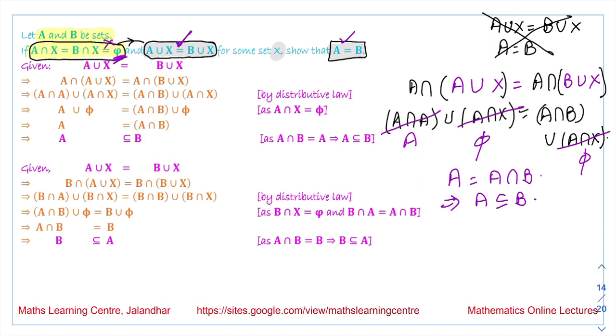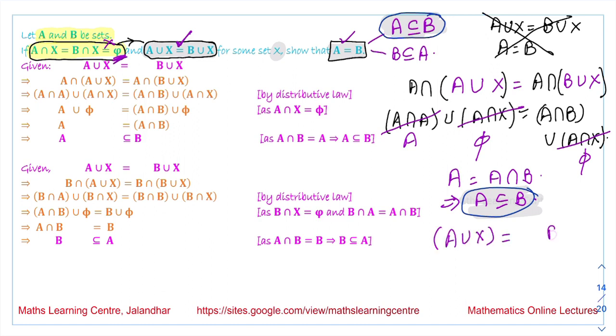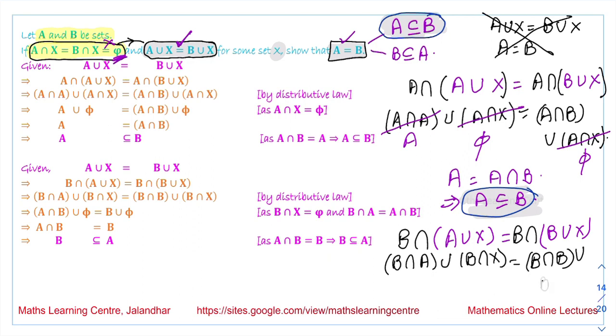Why are we proving this? Because we have to prove that A is equal to B. It means we have to prove two things, that A is a subset of B and B is a subset of A. So the first part we have proved, that A is a subset of B. Now the second thing we have to prove is that B is a subset of A. To prove this, again we start with the same thing: A union X is equal to B union X. Now we take the intersection with the set B. We get B intersection A union B intersection X, that is equal to B intersection B union B intersection X.